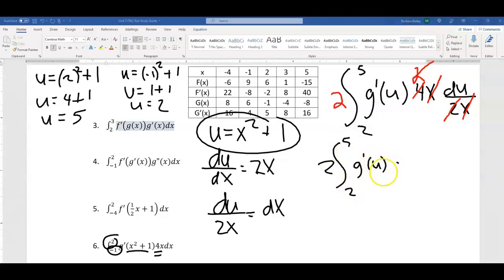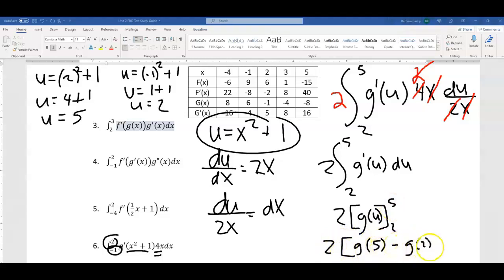g prime of u du. Next thing we're going to do is we're going to integrate g prime, and when you integrate g prime, you get regular g. Then we're going to do our fundamental theorem of calculus. Okay. Need a little more writing space here.